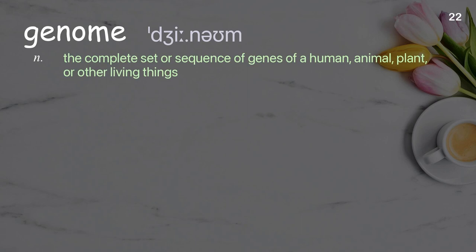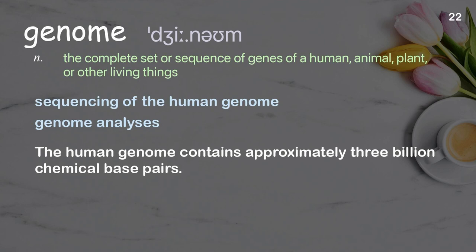Genome. The complete set or sequence of genes of a human, animal, plant, or other living things. Examples: Sequencing of the human genome. Genome analyses. The human genome contains approximately 3 billion chemical base pairs.